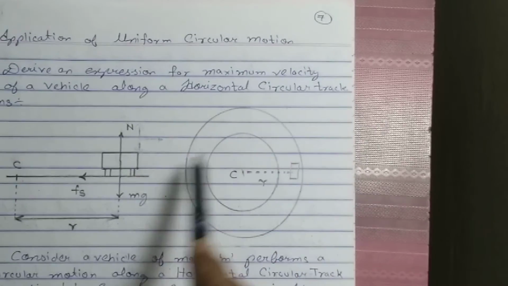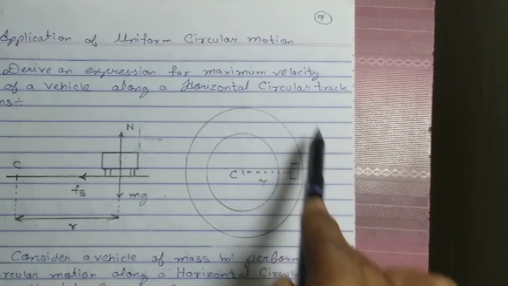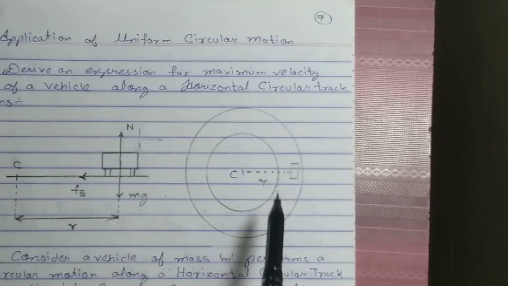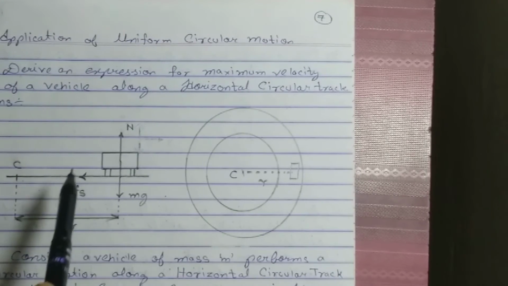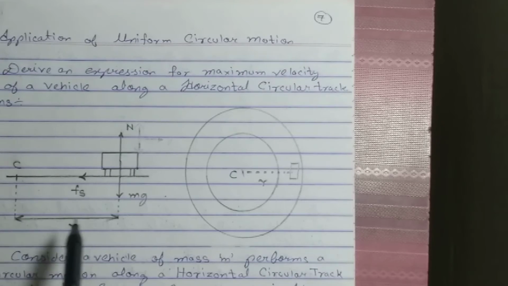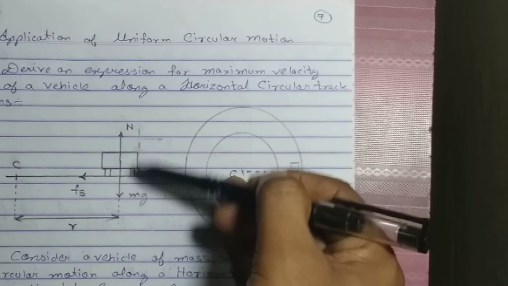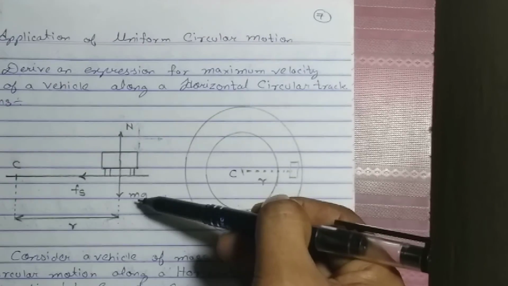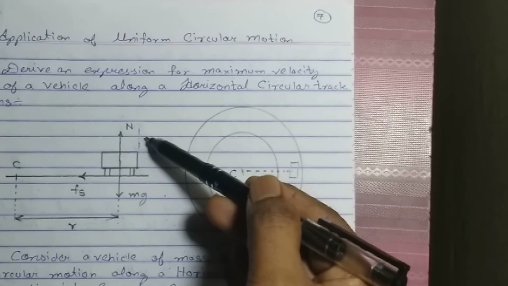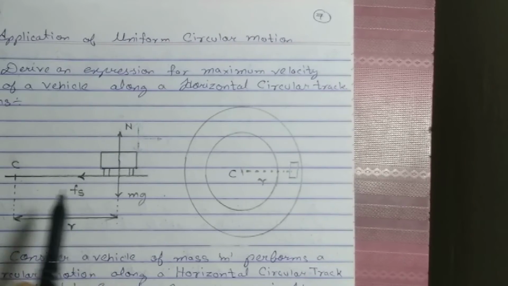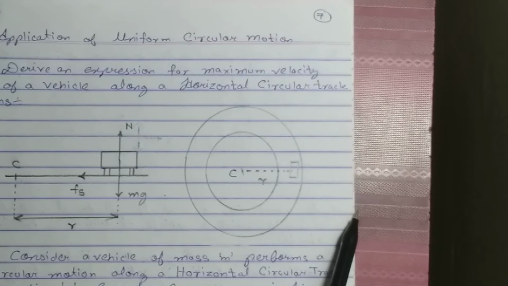Due to friction, Fs, the car is performing circular motion. The force necessary for circular motion is called centripetal force. So students, Fs here will provide the necessary centripetal force. We observe that the vertical upward and downward forces are balanced, so N equals mg, and the horizontal force Fs will provide the necessary centripetal force.